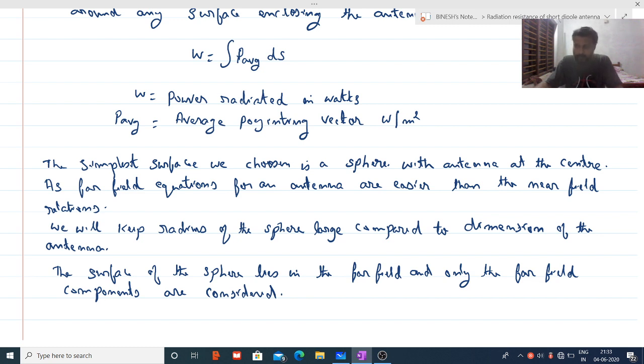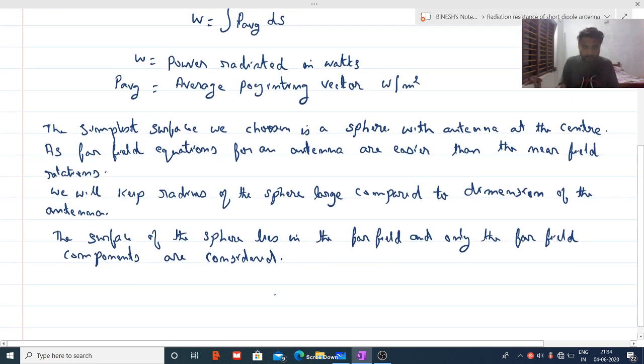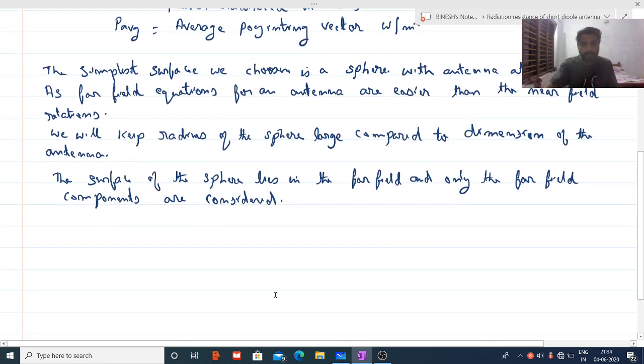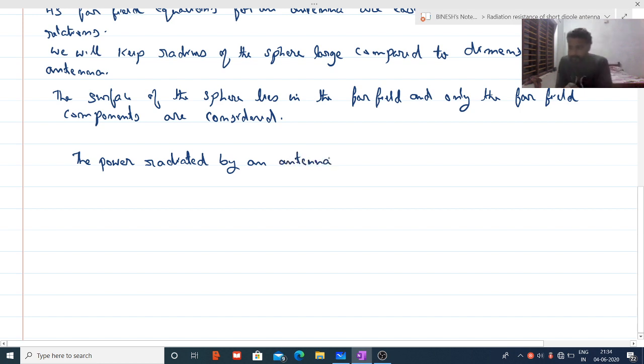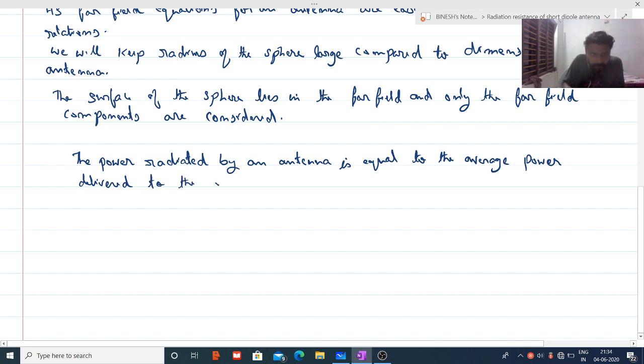Okay, so that we can write the power radiated by an antenna is equal to the average power delivered to the antenna terminal.